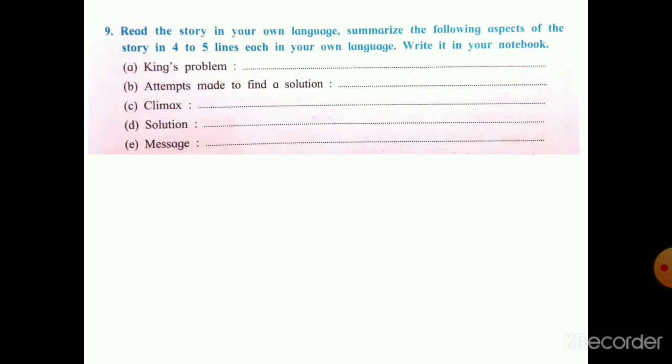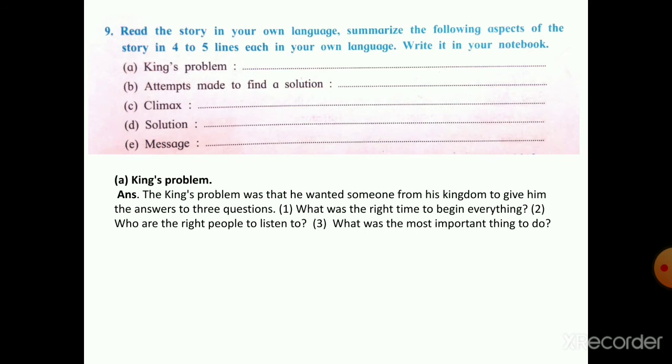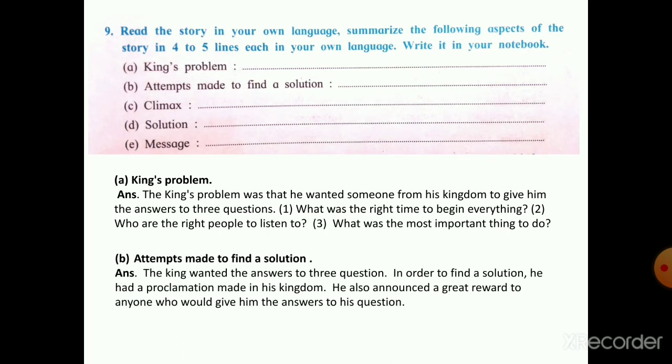Next question: read the story in your own language. Summarize the following aspects of the story in 4 to 5 lines, each in your own language. So we have to write down 5 points: the king's problem, then attempts made to find a solution, then climax, then solution, and then message.